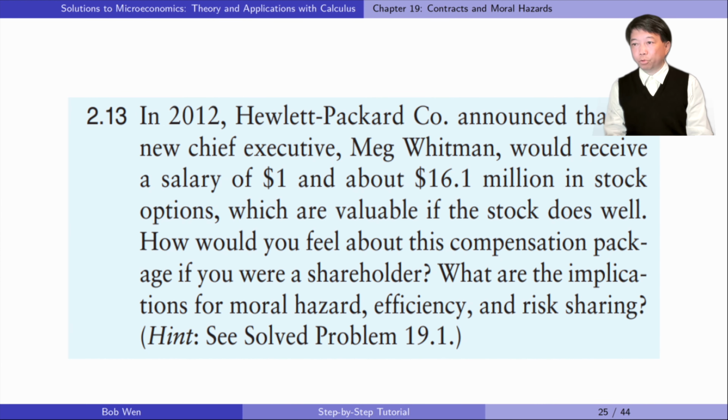Let's solve exercise 2.13. In 2012, the chief executive would receive a salary of $1 and about $16.1 million in stock options, which are valuable if the stock does well. How would you feel about this compensation package if you were a shareholder? What are the implications for moral hazard, efficiency, and risk sharing?